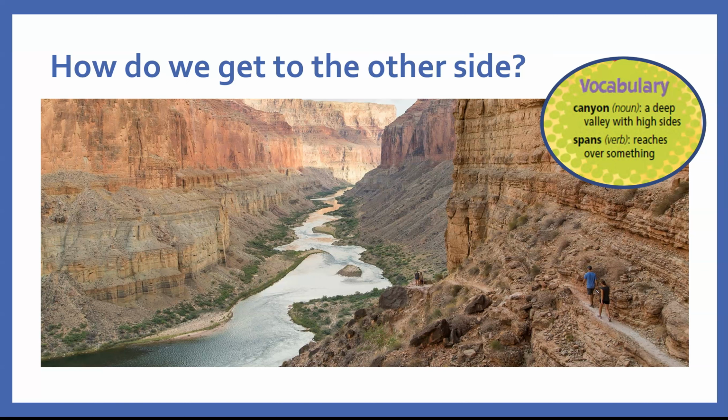What do you see happening here? This is a place called a canyon. A canyon is a deep valley with high sides. This is actually the canyon of the Colorado River. It spans, or reaches across, 2 states. But my question is, how do you think we get to the other side? Take a second and ponder, how do you think people get from one side of the canyon to the other?